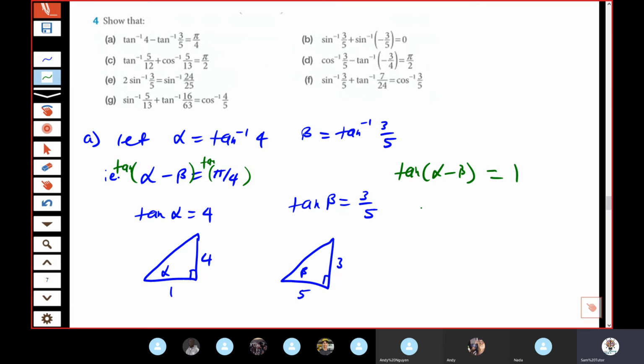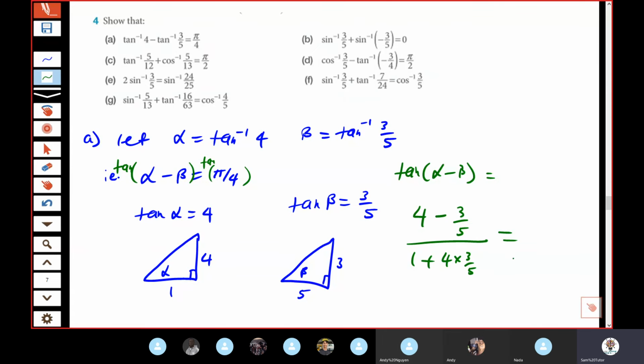Tan alpha is 4. So I don't know if we needed the triangle so much. I didn't think we did. Minus tan beta, which is 3 on 5, on... whoa, what am I doing? Go back. No, I know. Tan alpha, which is 4, minus tan beta, which is 3 on 5, on... probably want to ignore the 1, don't we? I'm just going to do the left side. Tan of alpha minus beta equals 4 minus 3 on 5 over 1 plus 4 times 3 on 5.